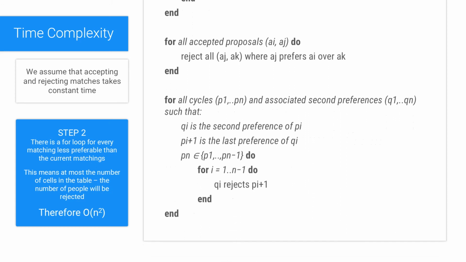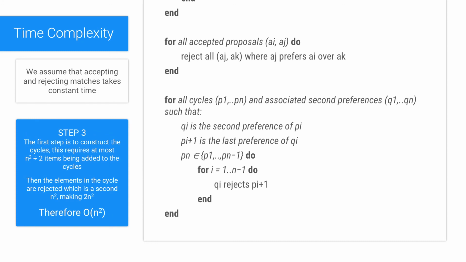In step 3, you traverse the second and last preferences of certain people. The worst case would involve the most matches being left unrejected from the last steps, so more has to be rejected here. It couldn't be either of the situations from the previous worst cases because if all the first preferences were accepted, step 2 would have rejected everything else, and if all the last preferences were accepted, step 1 would have rejected everything else. So the worst case is roughly half the grid being unrejected. However, n squared over 2 steps is still big O of n squared.